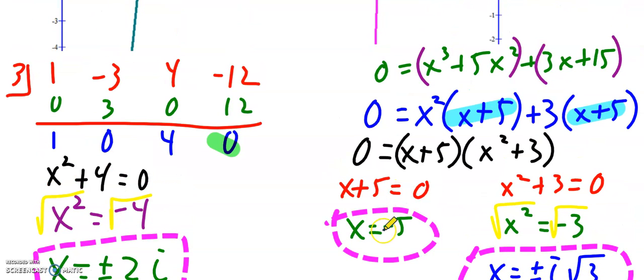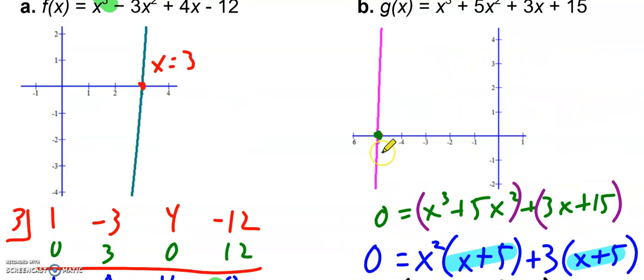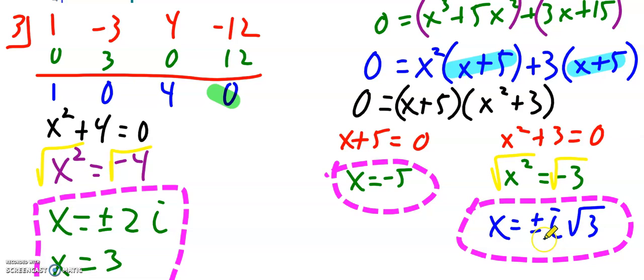Now, also just pointing out, the negative 5, right? We talked about that. I knew that was going to be one of my zeros. So it's a good thing that I got it as one of my zeros. And again, I have a total of 3 zeros.